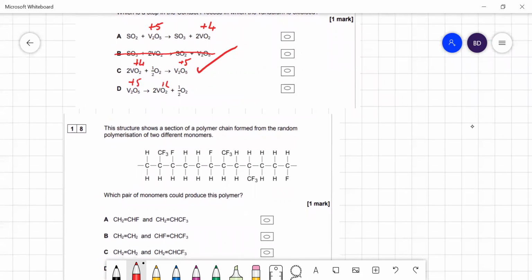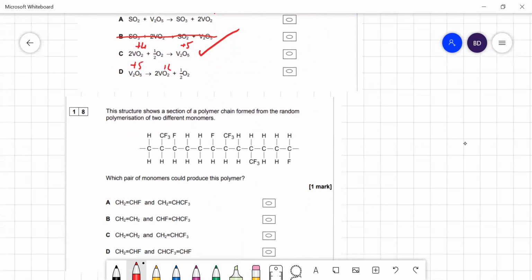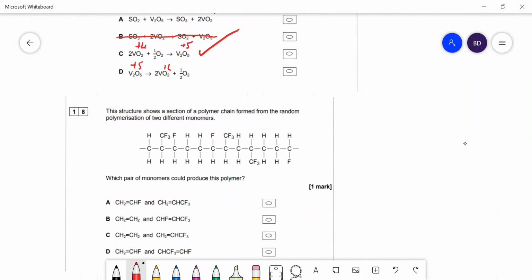Right, so this shows a section of a polymer chain formed from random polymerization of two different monomers. It's going to be an addition polymer, quite obviously. Now, one of the monomers could be this, with a double bond put in there, and the other monomer would be this next to it. That's a possibility. Another alternative, if you shift it along one, is that as one of the monomers, and the other monomer would be that.